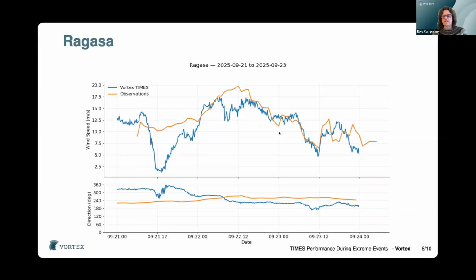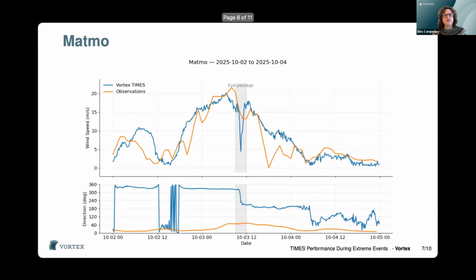This is different for the next event. Here at Madmo, we can actually see the eye passage of this typhoon, and you can see that Vortex Times is capturing the event, both magnitude and also timing. You can see this drop in the wind speed. That is exactly when the eye of the storm is passing. So the wind speed drops dramatically, and there is also a change in wind direction.